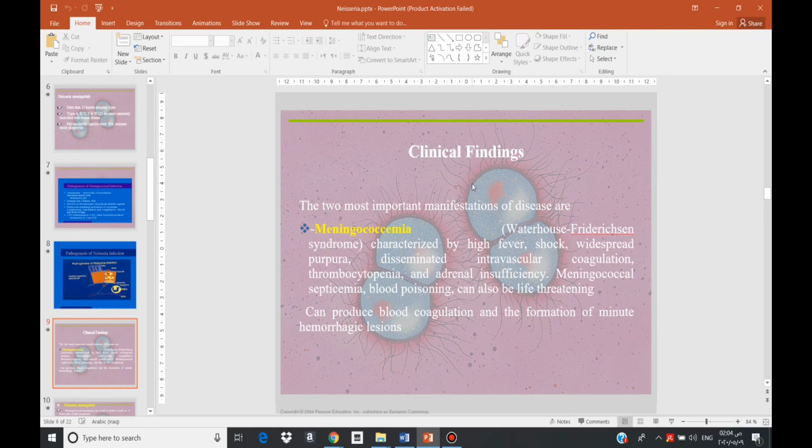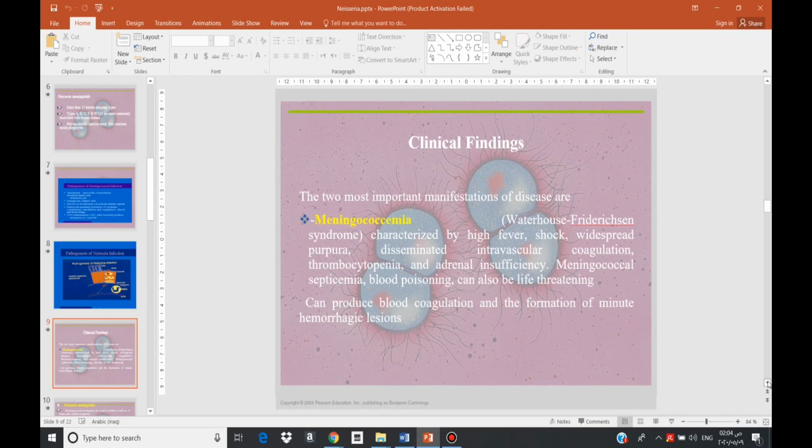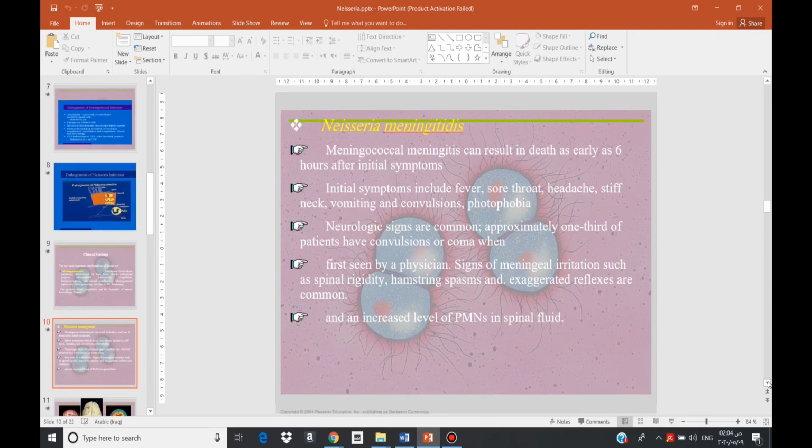In clinical find the two important manifestation of the disease due to the Neisseria meningitis, either meningococcemia اللي نسميه Waterhouse-Friderichsen syndrome. This is disease characterized by the high fever, shock, purpura, intravascular coagulation, thrombocytopenia, adrenal insufficiency, and lead to the formation of minute hemorrhage lesion. This very life-threatening disease and cause death if not treated.